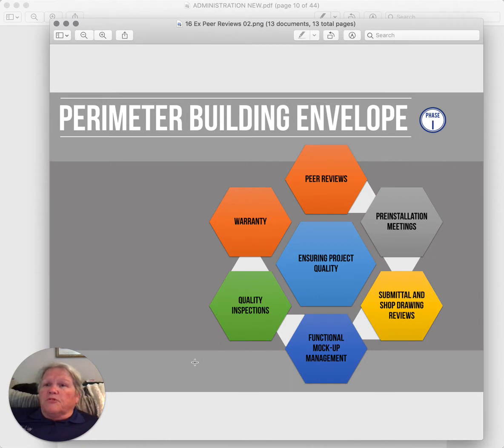Some of the aspects of quality control are peer reviews, and you can see here peer reviews being done before pre-installation meetings. Pre-installation meetings come before submittal and shop drawing reviews, then doing a functional mock-up, and I'll show you something about that. Then you have inspections along the way, and then it ends up in warranty. And this is basically ensuring a good final project that has a high level of quality to it.